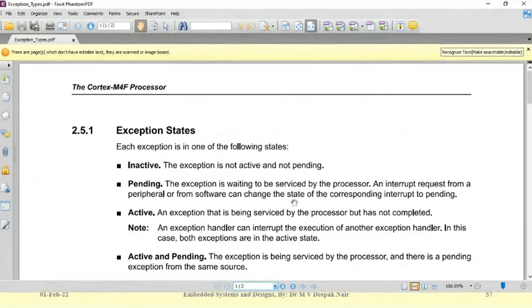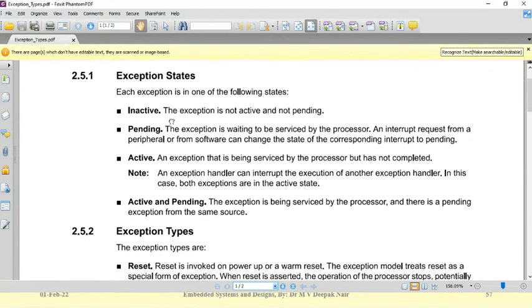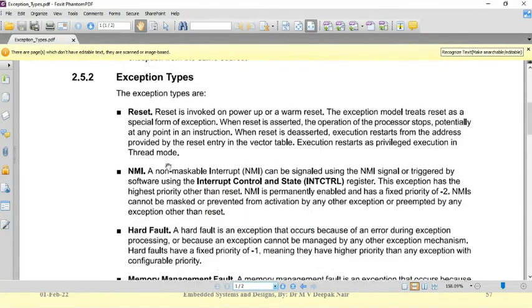So let us see the types of exceptions which are available. We talked about the interrupts, so let us see the exceptions. What are the exceptions? Inactive exceptions states, exception types. Reset, right? It is an exception.